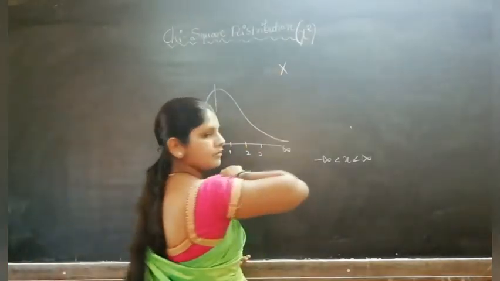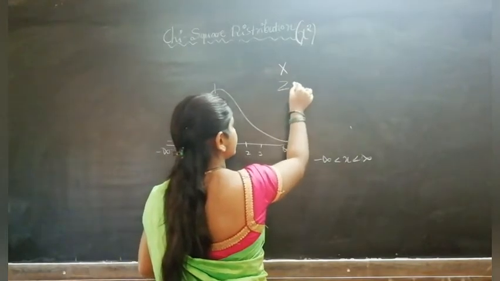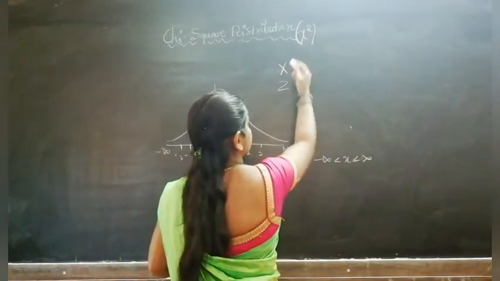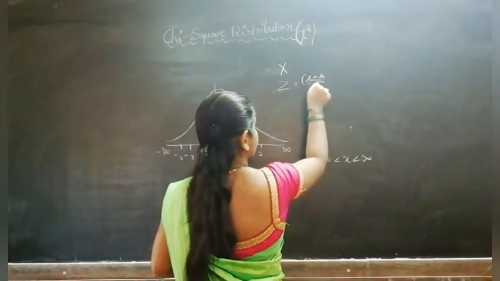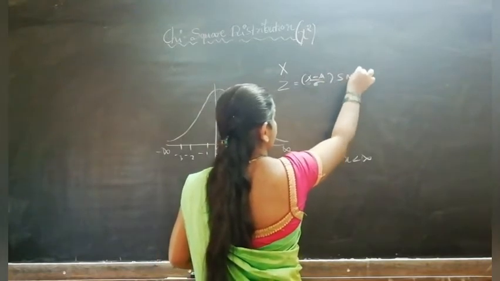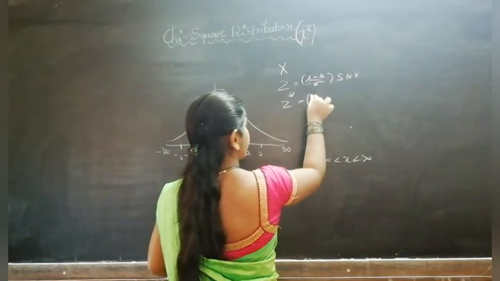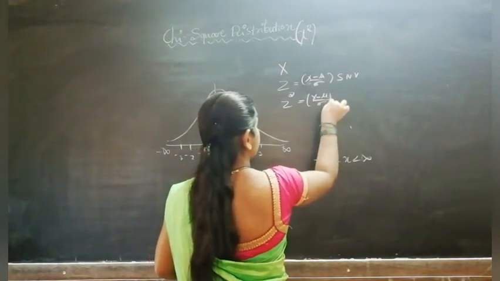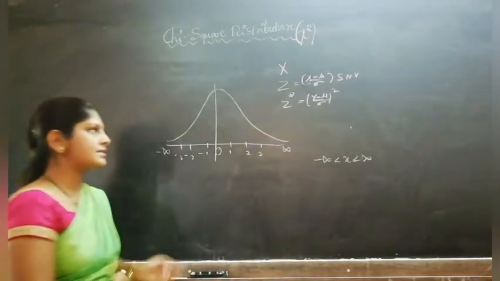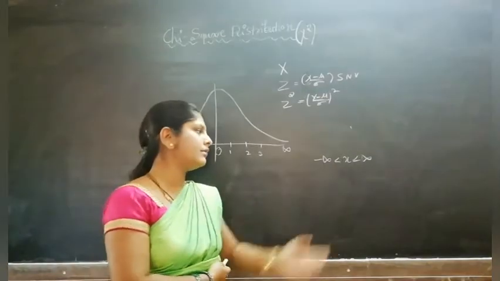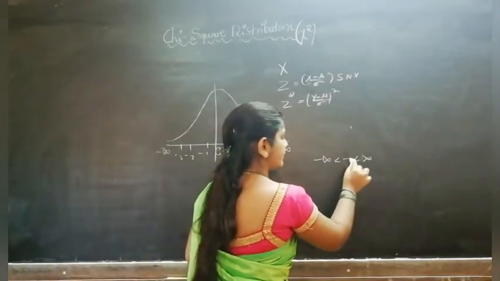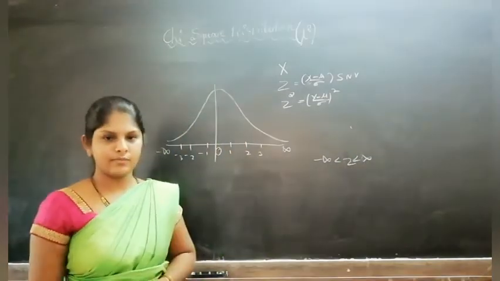If x is a normal variate, then z equal to x minus mu by sigma is a standard normal variate, and what is chi-square? Chi-square is z square, that is, x minus mu by sigma whole square. The standard normal distribution also has the range from minus infinity to plus infinity, correct?